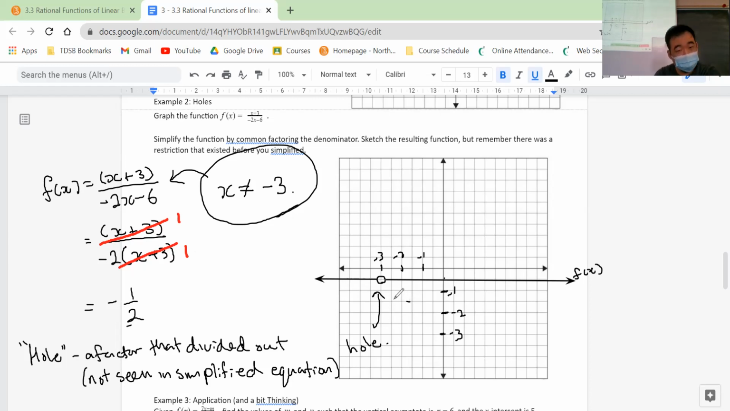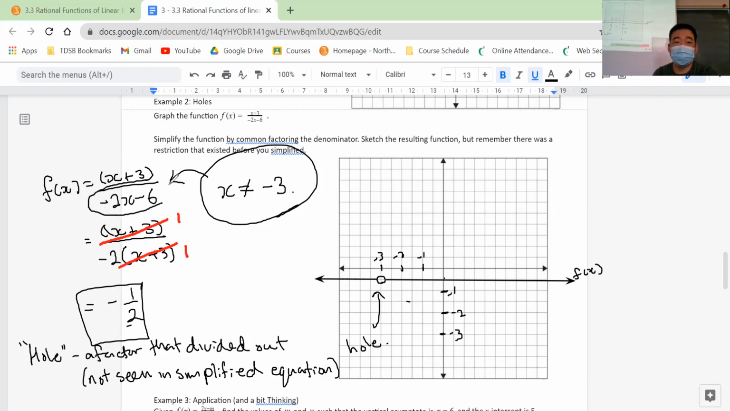Anything could be a hole as long as it was there as a restriction, but not there in the equation. It was there as a restriction in the original function, but when you simplified it, you see that the simplified graph is just something else. Oh, so it's just a restriction. It's a restriction, but not a vertical asymptote. You see what I'm saying?